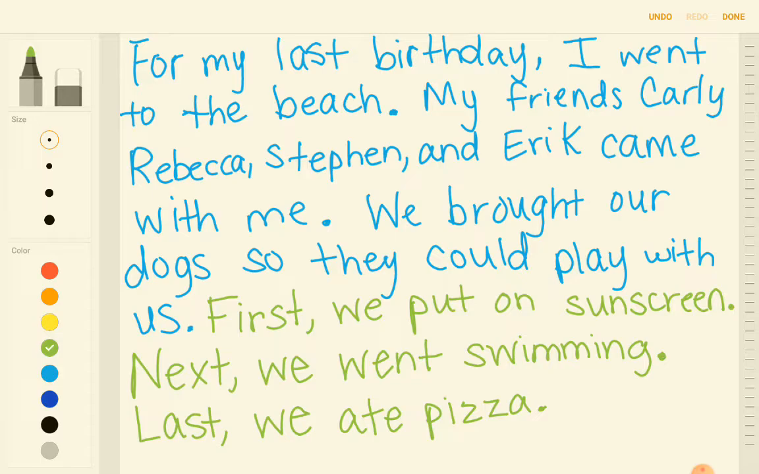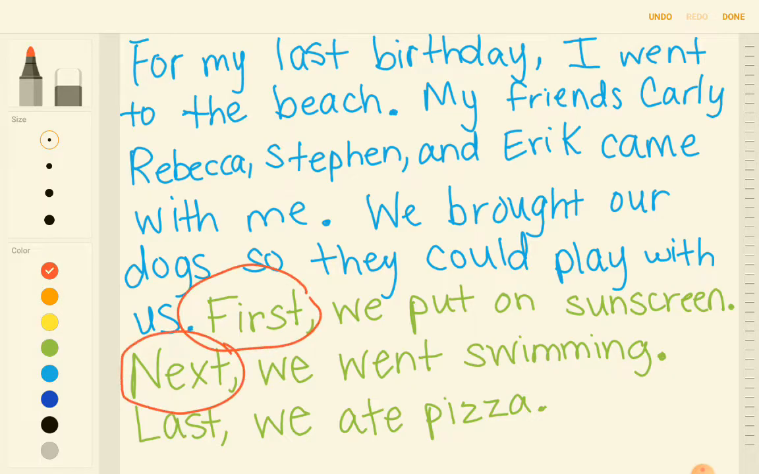For my last birthday, I went to the beach. My friends Carly, Rebecca, Stephen, and Eric came with me. We brought our dogs so they could play with us. First, we put on sunscreen. Next, we went swimming. Last, we ate pizza. So I'm going to circle my transition words.